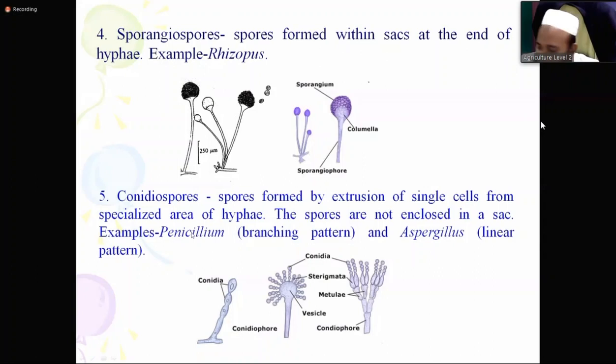One medicine was developed from Penicillium, the fungus. The medicine is called penicillin. Do you know who discovered penicillin? Anyone know? Alexander Fleming. Alexander Fleming discovered penicillin from Penicillium.